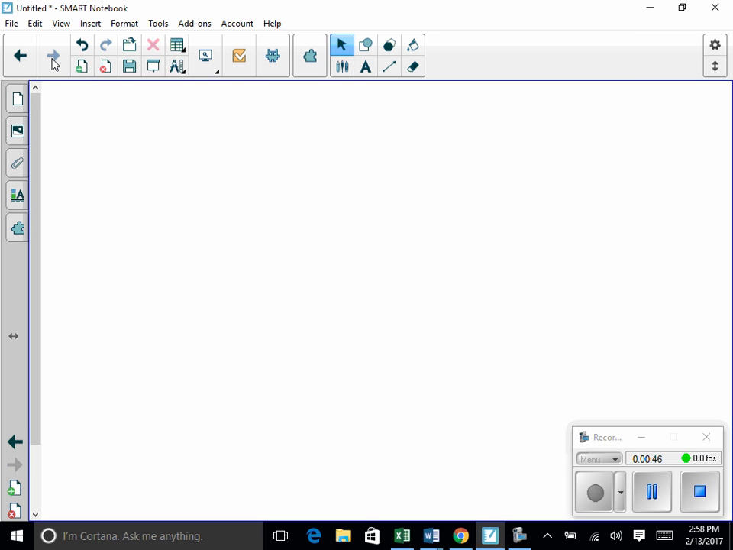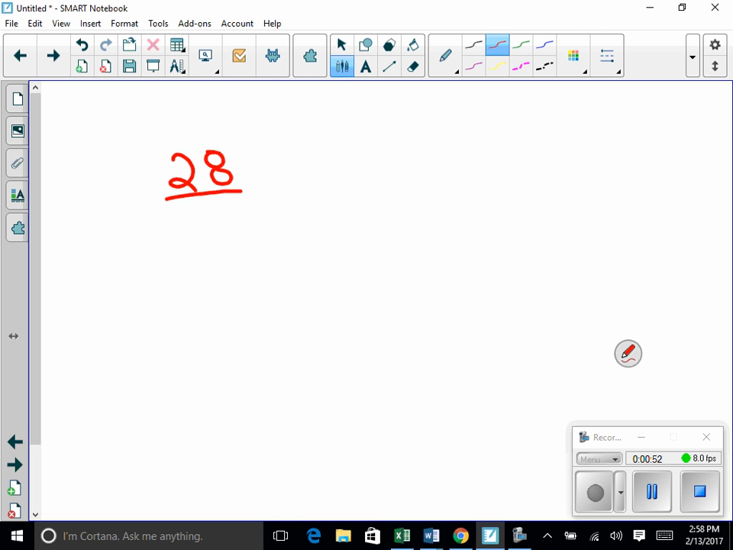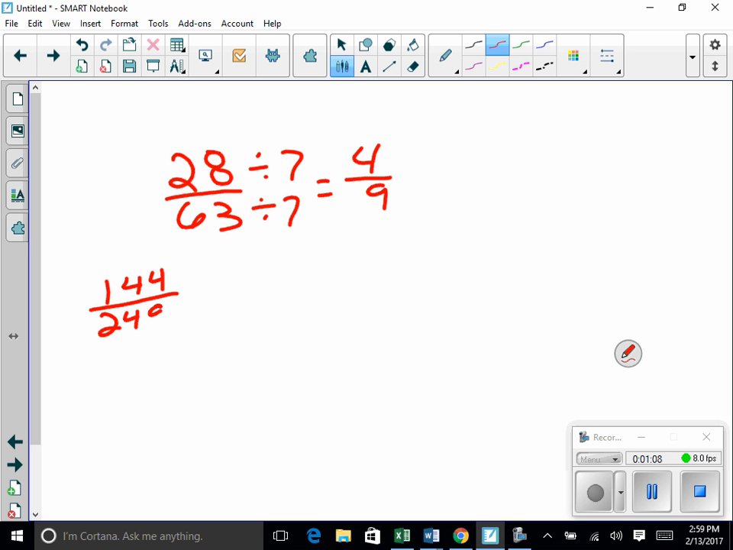The ones that a lot of people have been struggling with are the reducing. You have 28 over 63. What you need to figure out is that you need to divide them both by 7. You end up getting 4/9. So there's that one. Then the next one is 144 over 248.